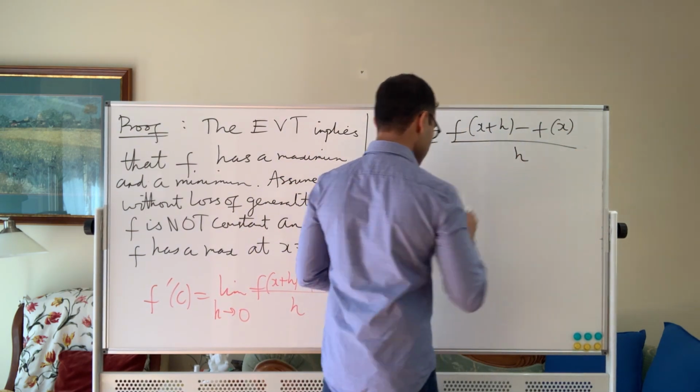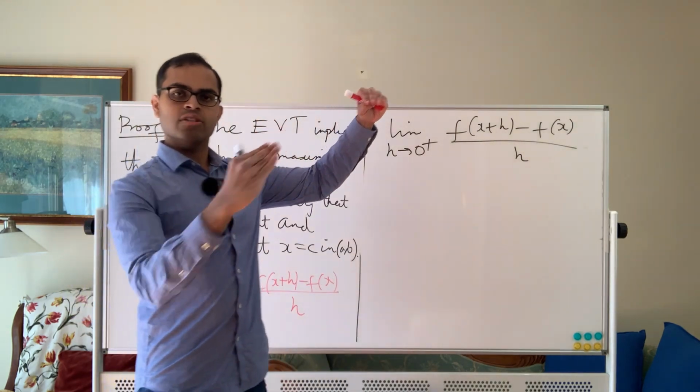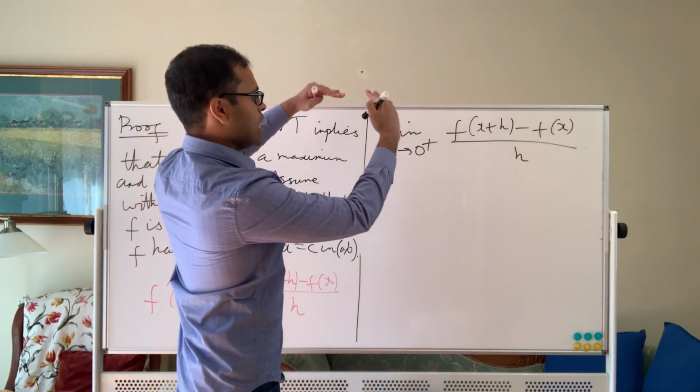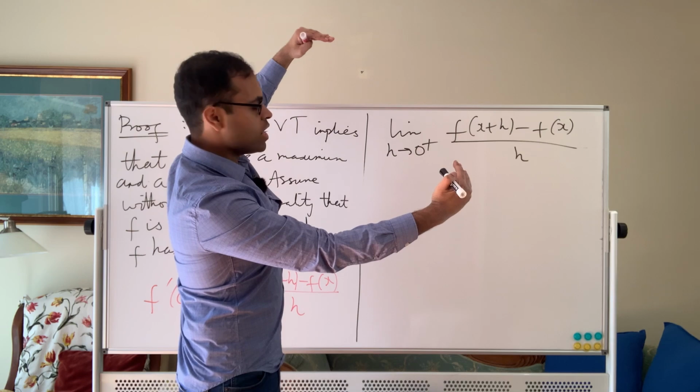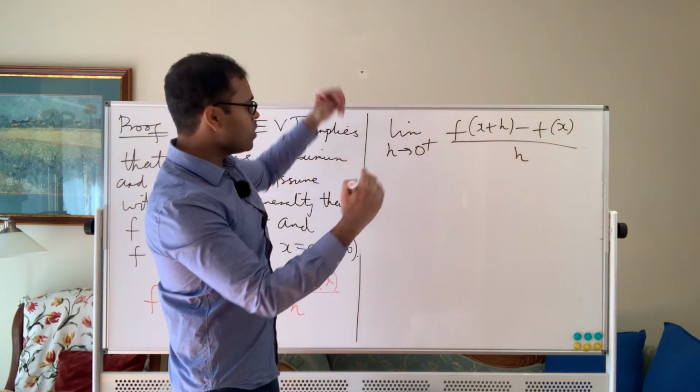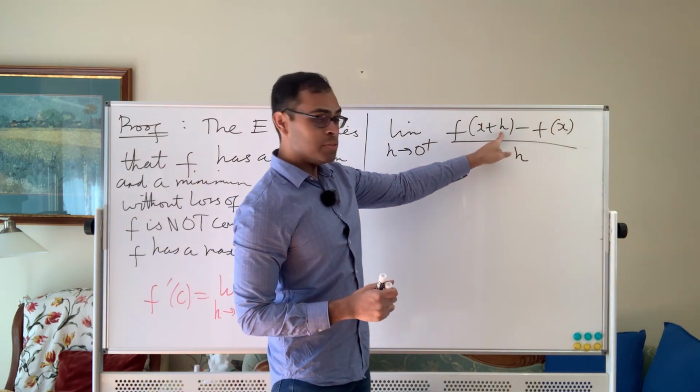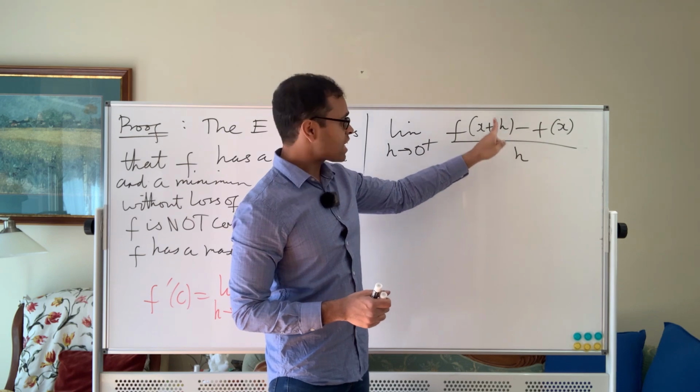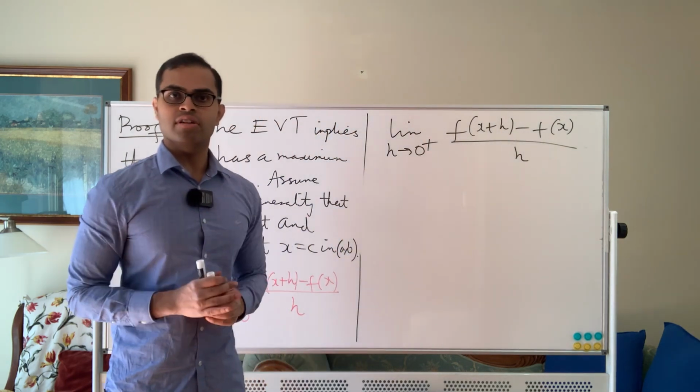As I showed you in the picture we just did, the secant lines go downward. If you have a max and your h is positive, your secant lines go downward. So if your secant lines go downward, then what's going to happen? That's because it's a max. Okay, what does it mean to be a max? f(x+h) is less than or equal to f(x).